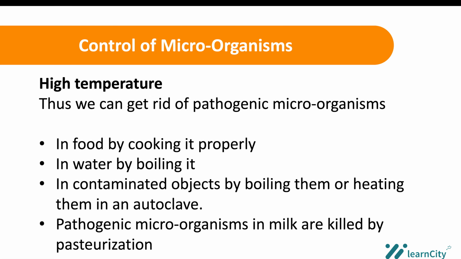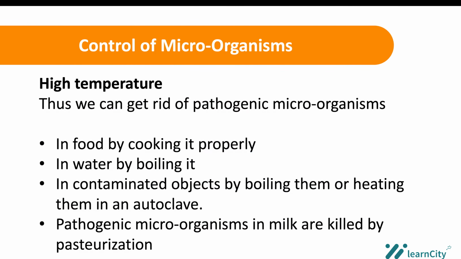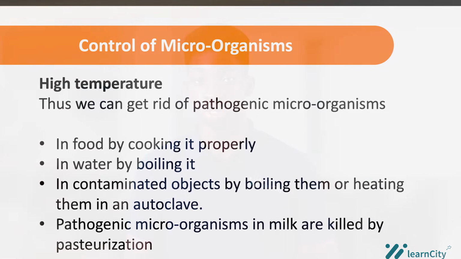An autoclave is just like a pot, like a pressure pot. It looks something like a pressure pot. We use it to sterilize objects. We use it to get rid of microorganisms in some objects. So we can place an object in the autoclave to sterilize it. We have pathogenic microorganisms in milk, and we can kill them by pasteurization. So those are the ways we can get rid of microorganisms through high temperature.